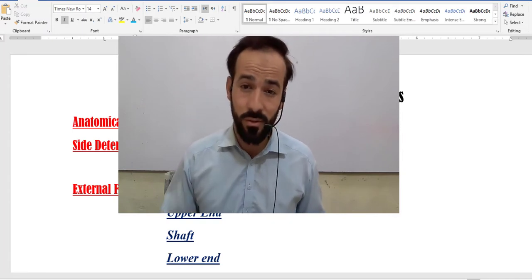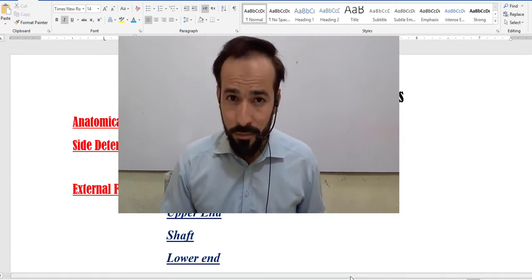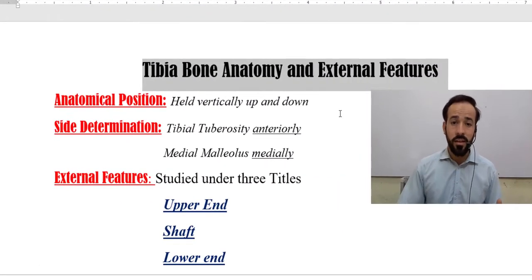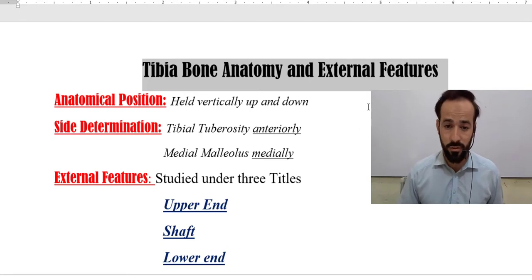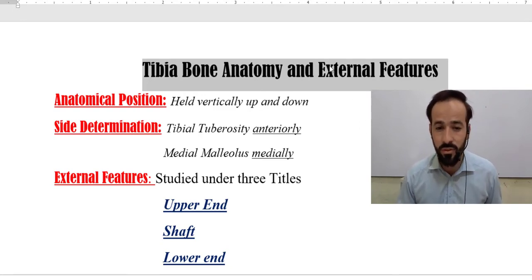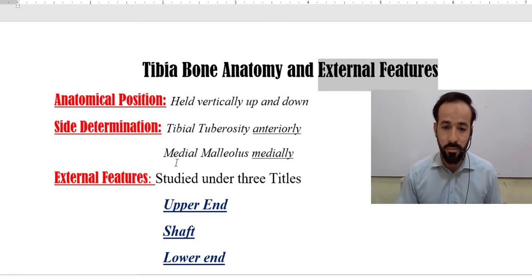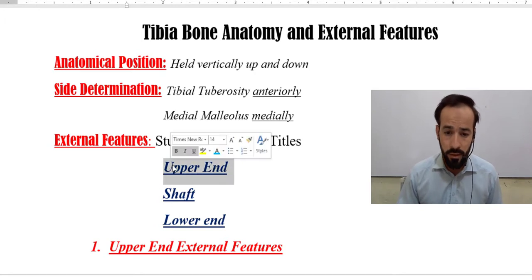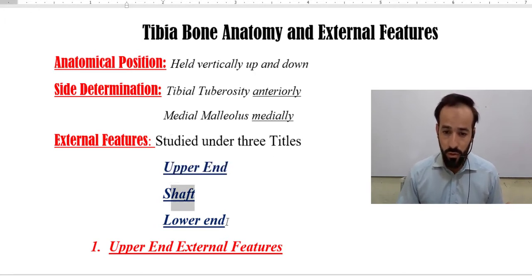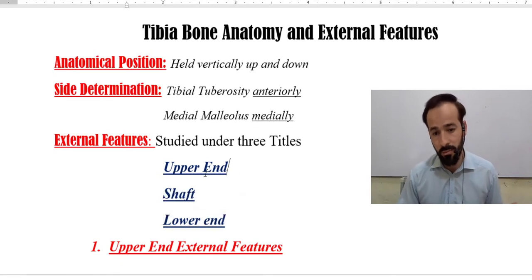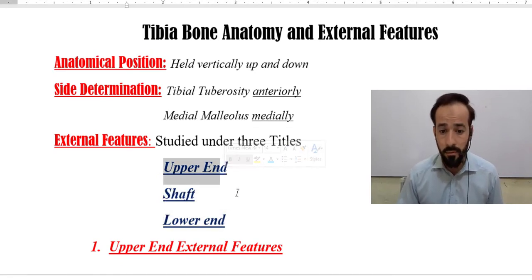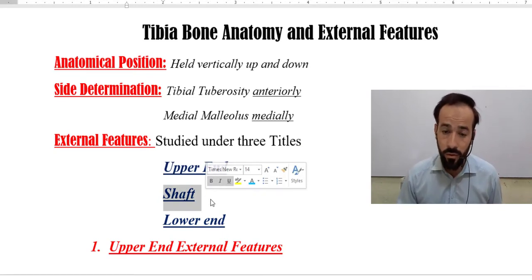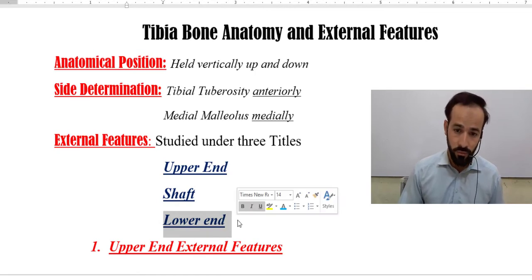So we were discussing the anatomy of the tibia bone, as we have it on the screen here, right? In this section we have discussed the external features of the upper end of the tibia. As I had told you, we will divide the tibia into three parts: the upper end, the shaft, and the lower end. We have the videos of the upper end and the shaft of the tibia, and now we are going to discuss in this lecture the lower end of the tibia.